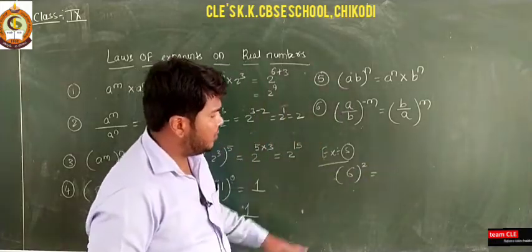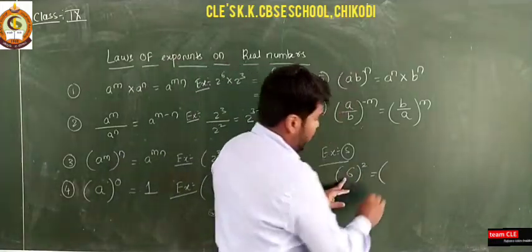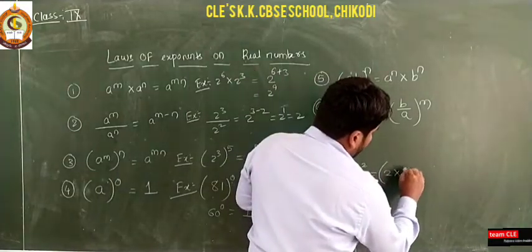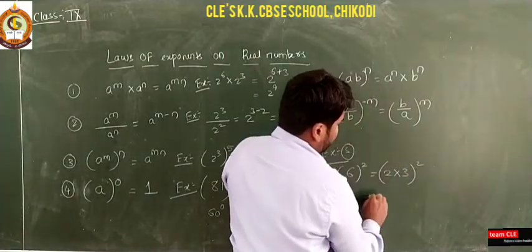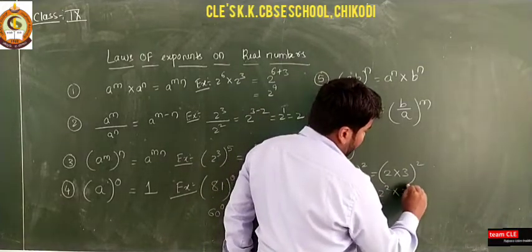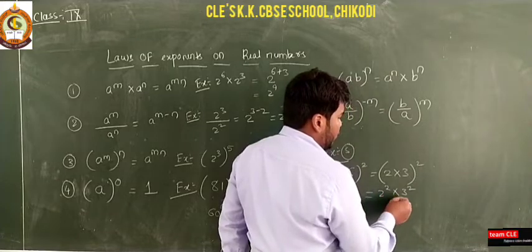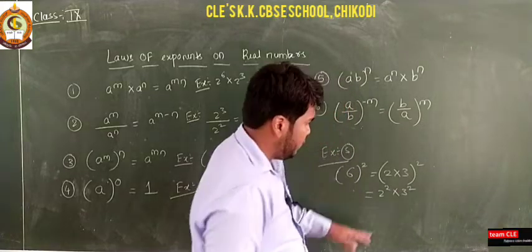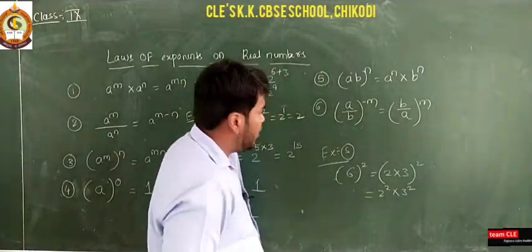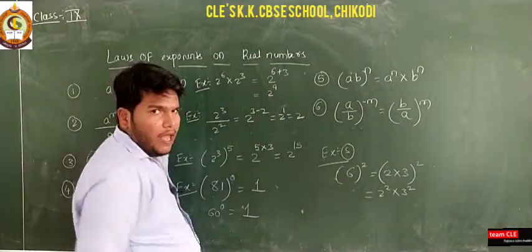Okay, so I write 6 in the form of 2 into 3. (2 into 3) whole raised to 2, which is equal to 2 raised to 2 into 3 squared. Okay, so 2^2 into 3^2. So this I will write in the form of a^n into b^n. So this is the fifth example I have given.